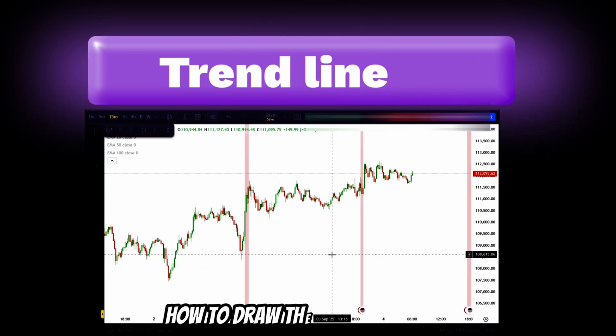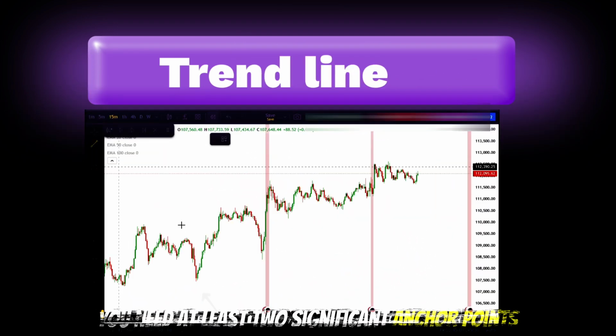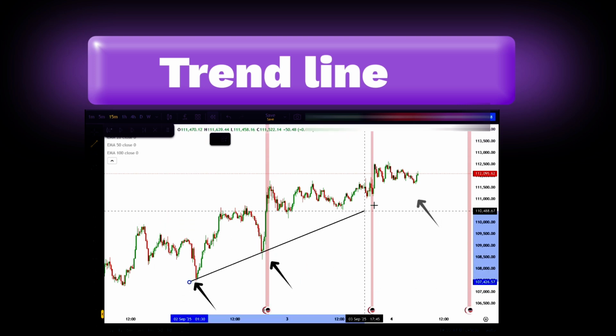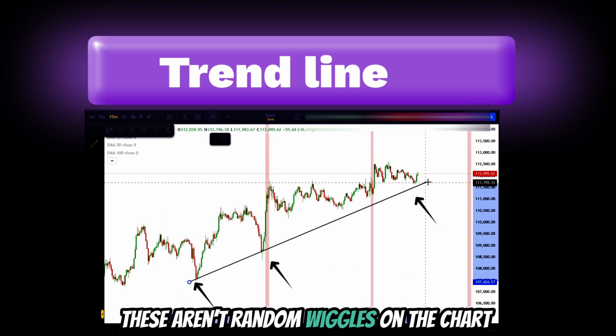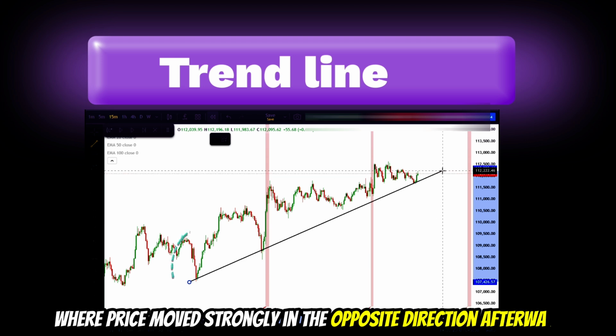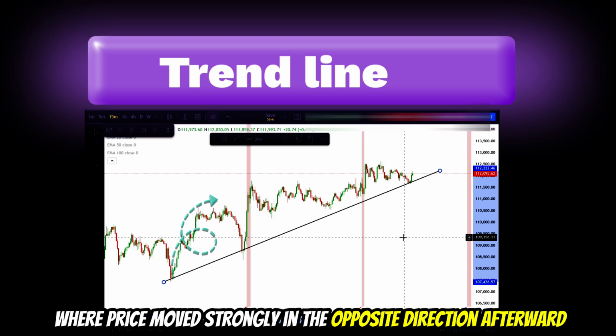So the next question is how to draw them the right way. To draw a valid trend line, you need at least two significant anchor points. These aren't random wiggles on the chart. They should be obvious swing highs or swing lows where price moves strongly in the opposite direction afterwards.